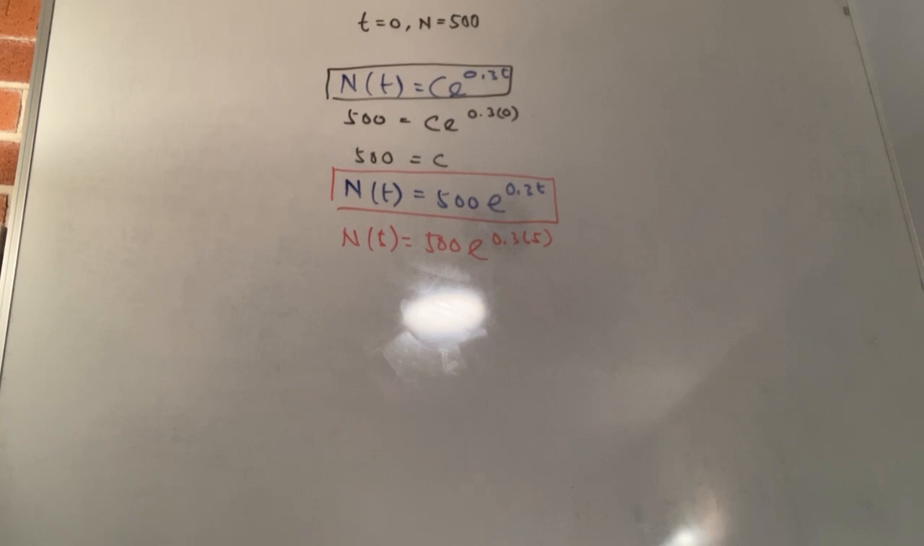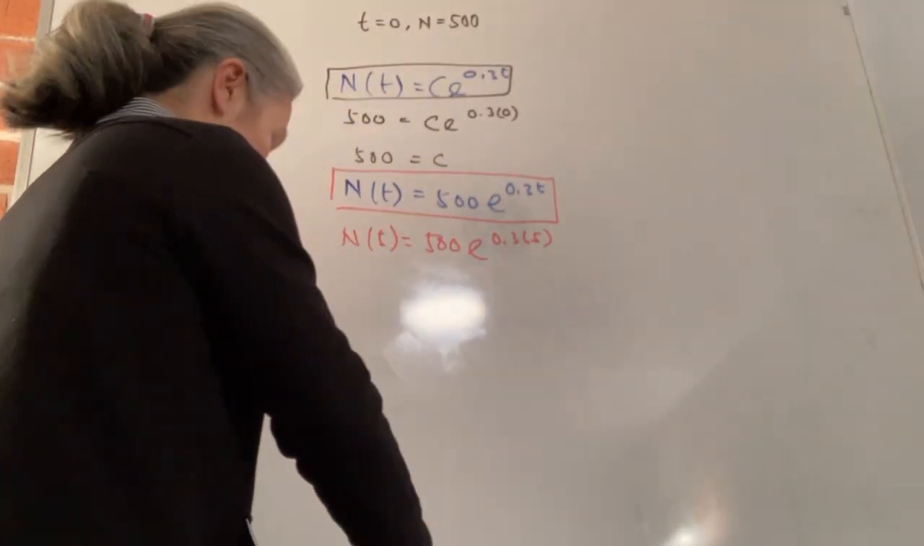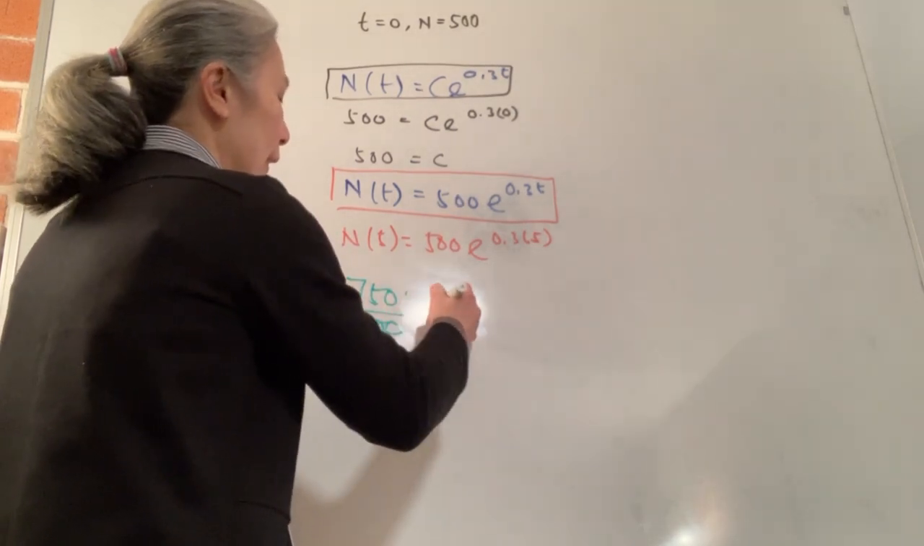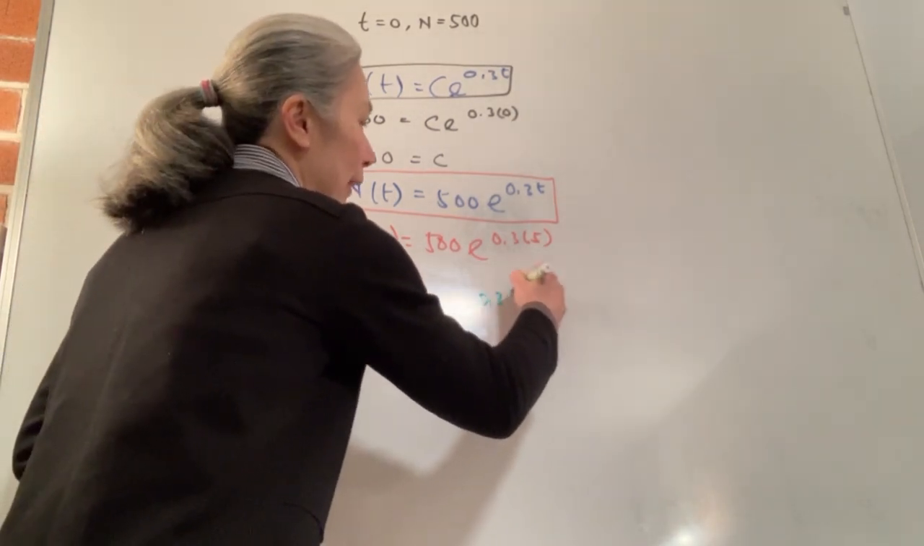Okay, for question B, what is given to you? How long until there's 750 bacteria? So replace n as 750. Good. Then you are going to inverse. Log, yes, eventually, but not yet. Bring the 500 over first. So you have 750 divided by 500. 750 over 500 equal to e to the power of 0.3t.